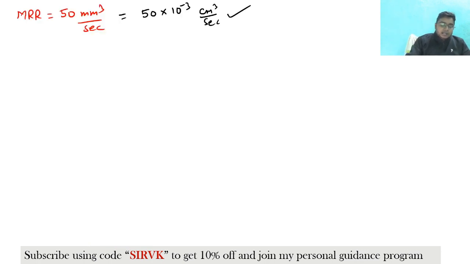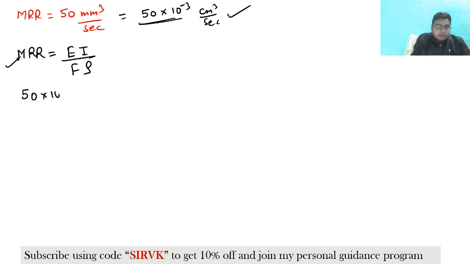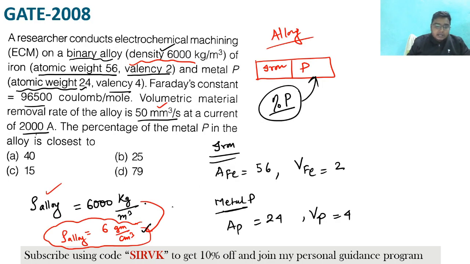Now see here, I can write that MRR is nothing but EI by F rho. We know this, MRR for the binary alloys, we can write MRR is equal to EI by F rho. Now what is the MRR? I know it is 50 into 10 to the power minus 3 into E. What is the current? Current is given in this question as 2000 ampere. Put it here.